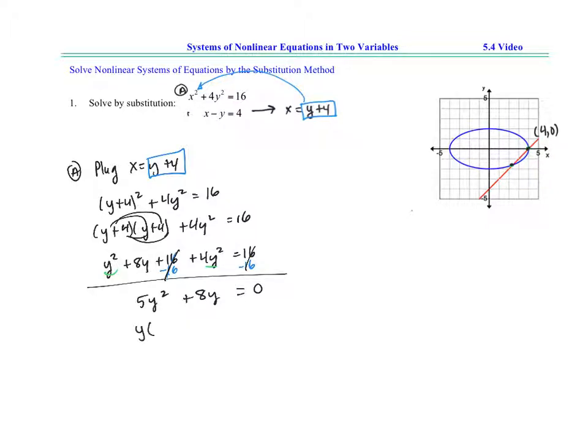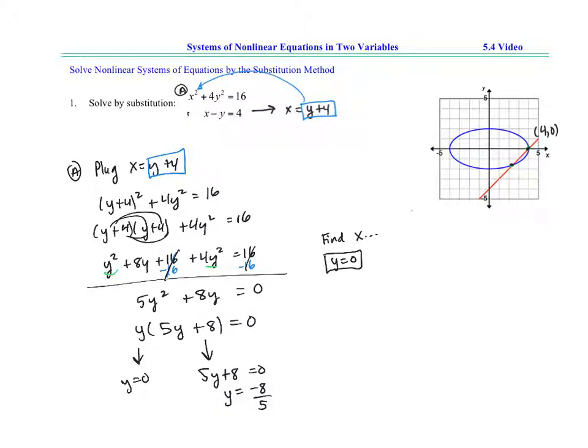And I can factor out a y there. So y times (5y plus 8). And then using the product property here, I can solve for y. y equals 0 is one solution, and 5y plus 8 equals 0 is the other one. And then just solve for y: subtract 8 from both sides, divide by 5. Okay, so there's my y's. Now I need to find x, so I'll do that for both of these two points.